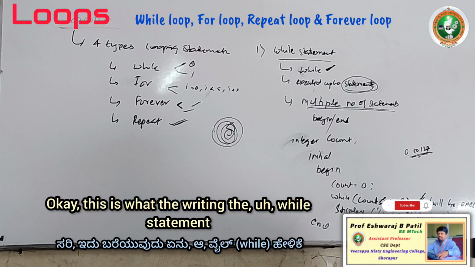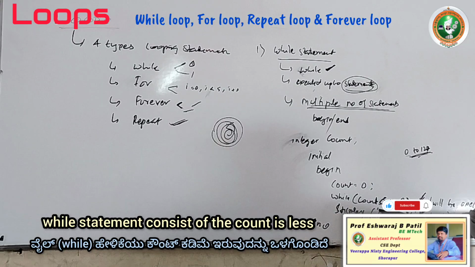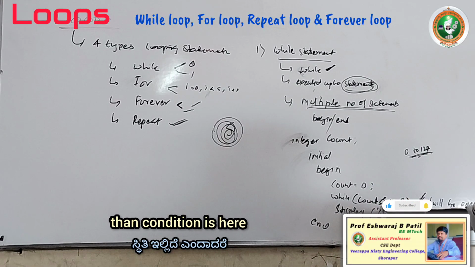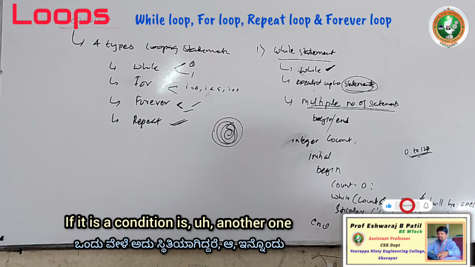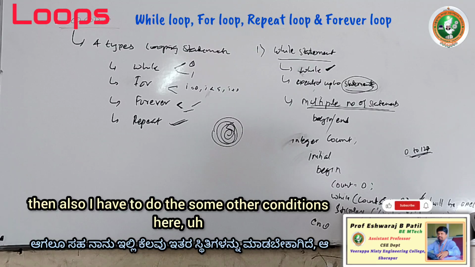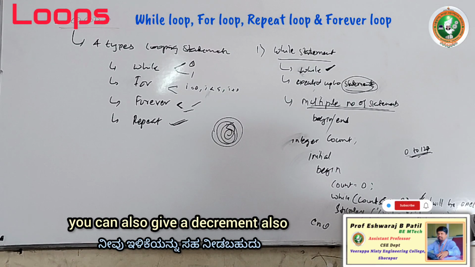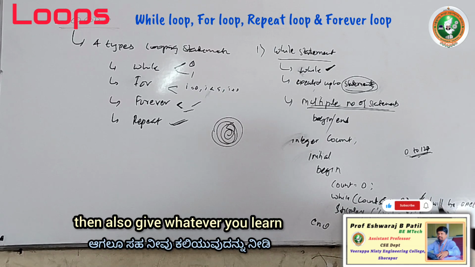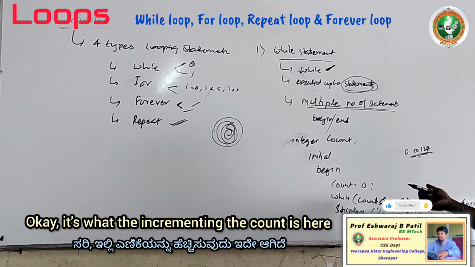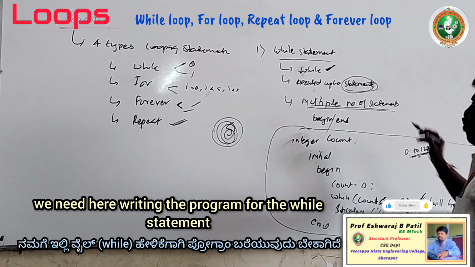Okay, this is how to write the while statement. This is how we use the while statement. It consists of the condition, count less than 128. Along with the condition itself, I also have to give the count update here. If the condition is different, then I have to give other conditions, increment or decrement. If it is a decrement, you can also give the decrement. Here it is incrementing the count. This is the example we need here, writing the program for the while statement.